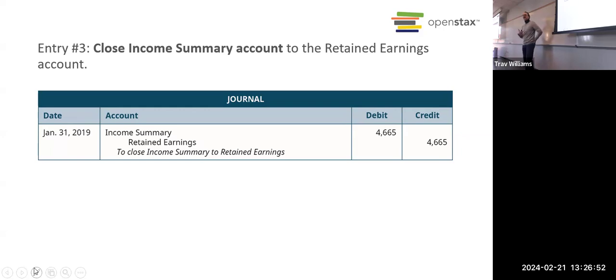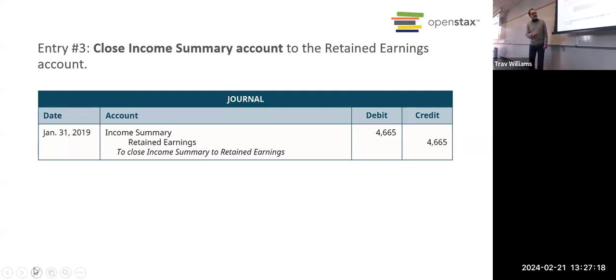We have to credit something, right? So we credit retained earnings. So that same amount that was the result of our revenue minus our expenses is what's increasing our retained earnings. That's how your profits make their way onto the balance sheet.